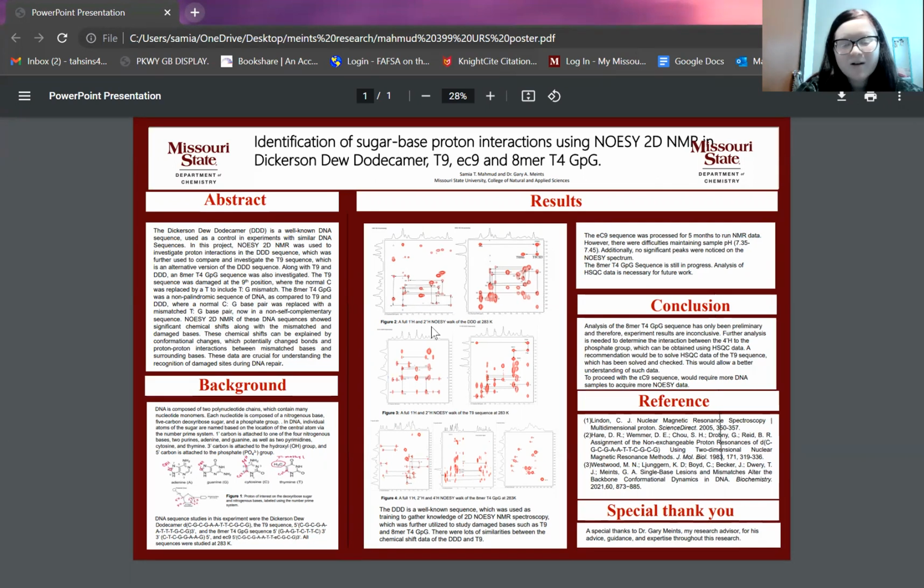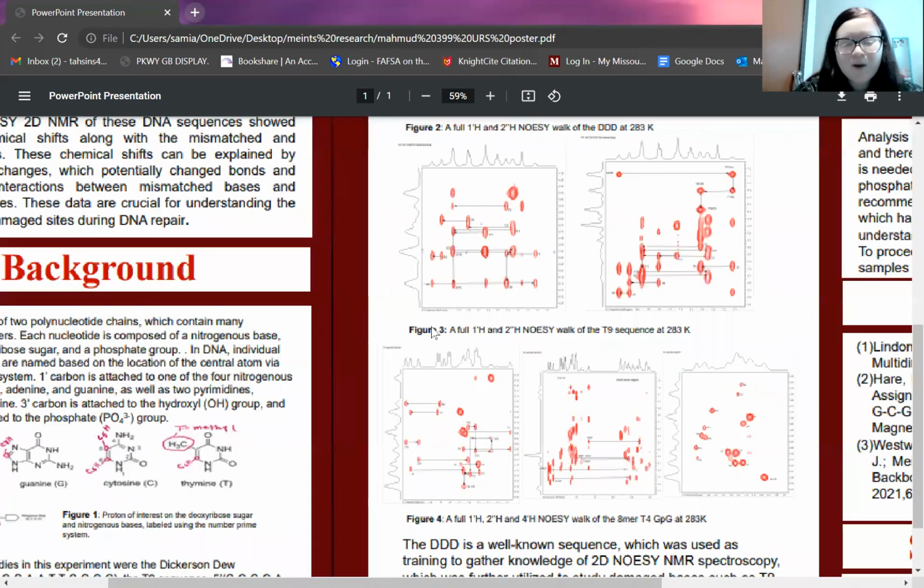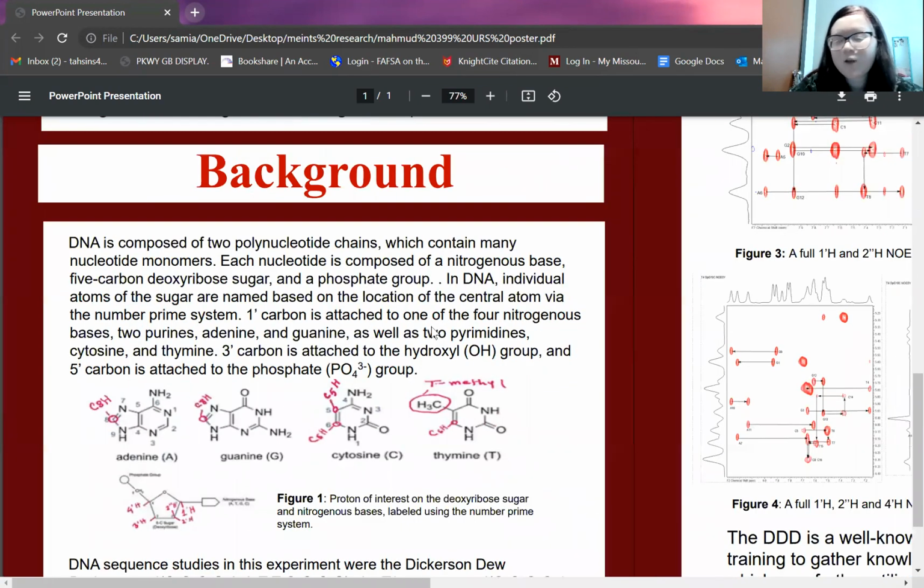So to start with some background, I'm going to zoom in here. We have our four DNA nucleotide bases: adenine, guanine, cytosine, and thymine. These are marked here as proton 8 or proton 6. This is the number prime system that we use to complete a full NOESY walk. We also have our deoxyribose sugar, which is also marked as 1', 2', 2 double prime, 3', and 4' hydrogen. These are also the protons of interest that we investigate in our experiment.